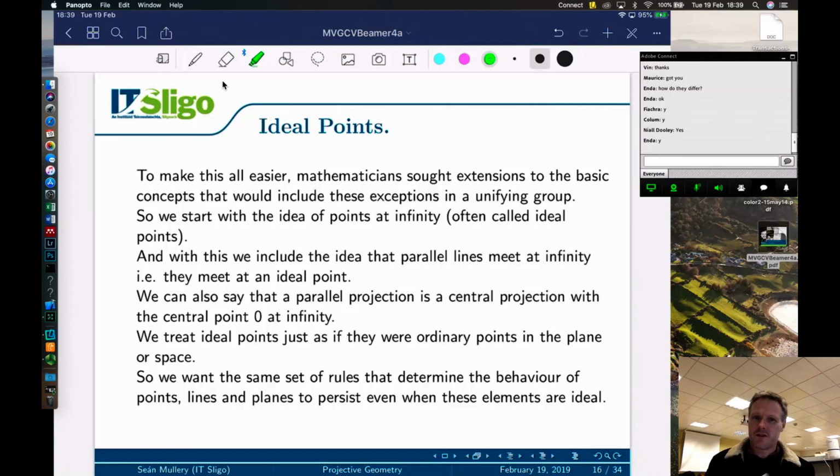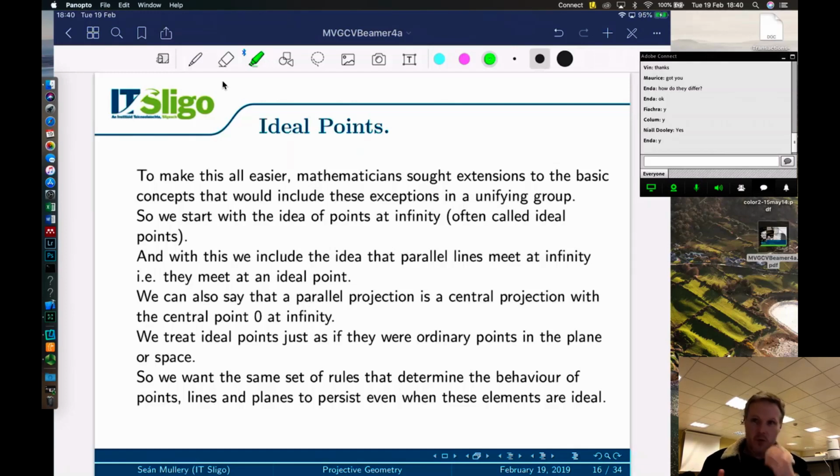So to make this all easier, mathematicians sought extensions to the basic concepts that would include these exceptions in a unifying group. So we start with the idea of points at infinity, which we'll often call ideal points. And with this, we include the idea that parallel lines meet at infinity, i.e. the parallel lines meet in one of these ideal points.